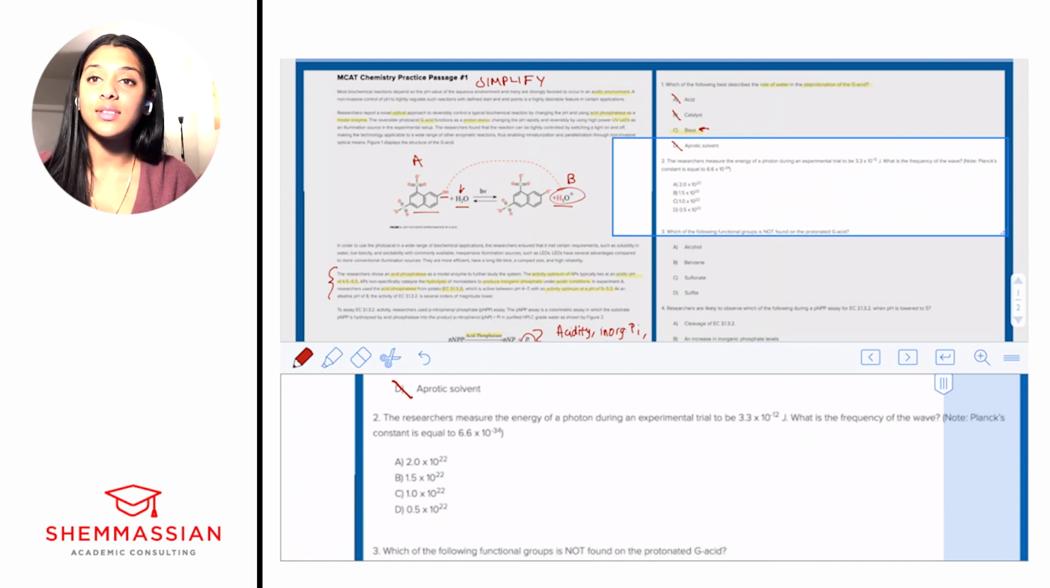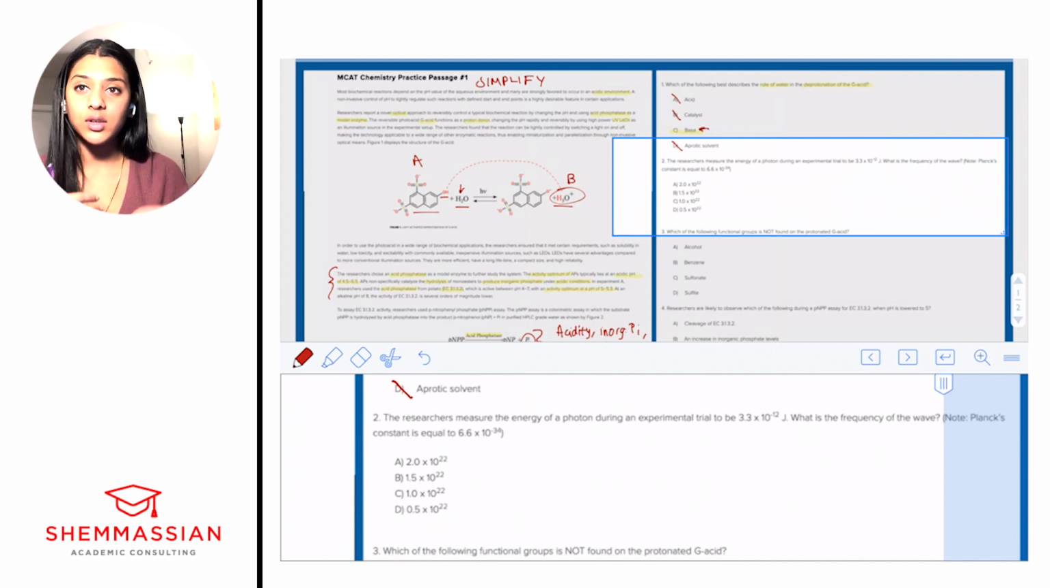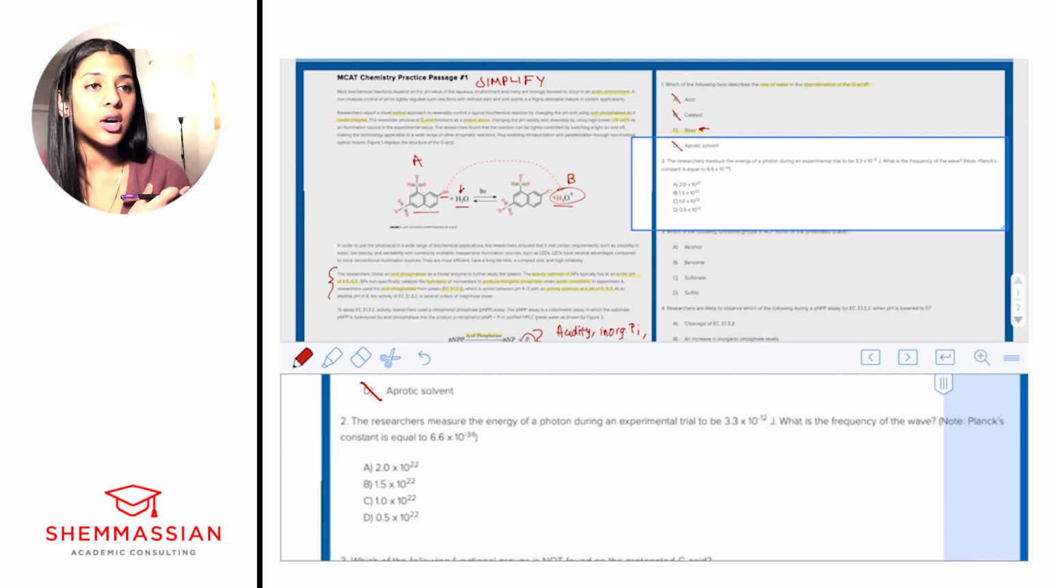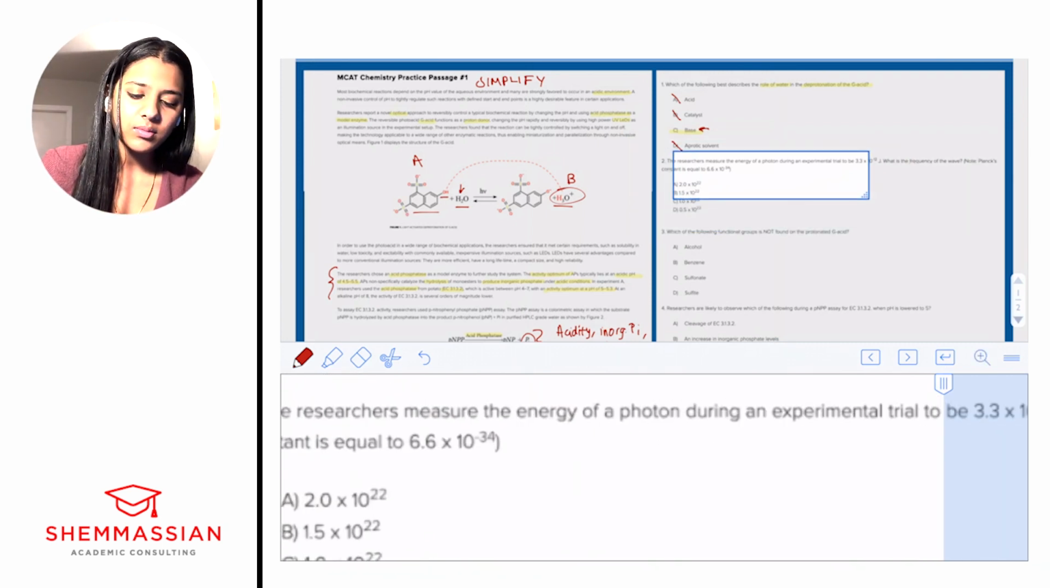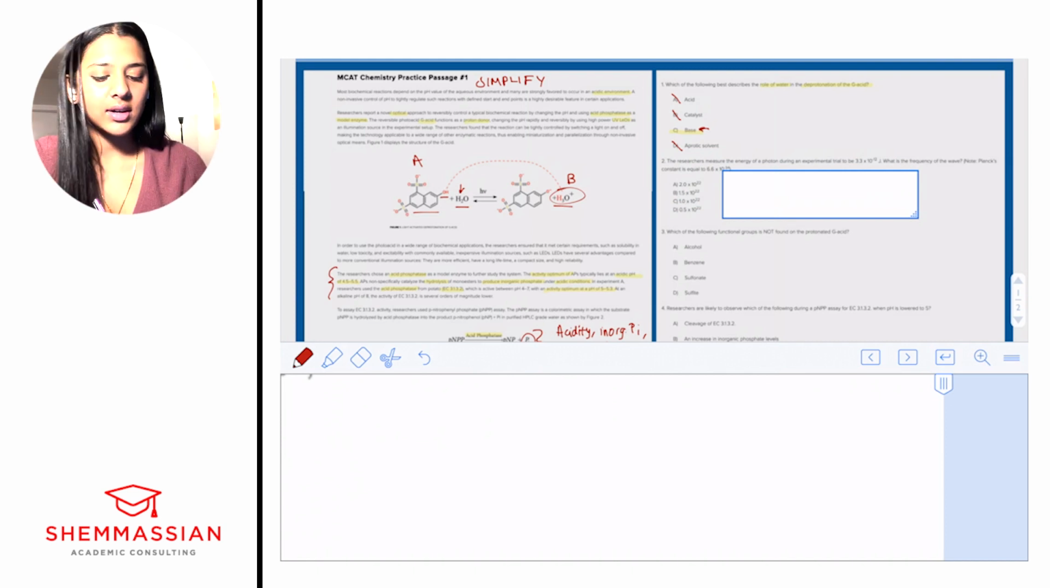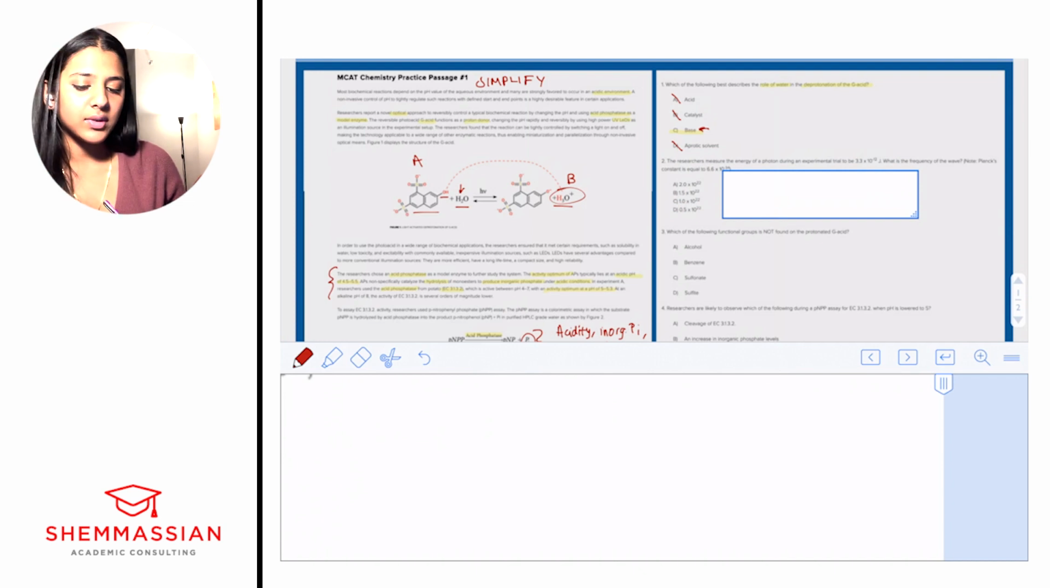So always good to still be comfortable with these concepts and still be ready to use this on the question. Make sure you're using your physics knowledge if it is required, which it is here. So for this, we can use this equation. E is equal to hv, E being energy, H being Planck's constant, and v being frequency.